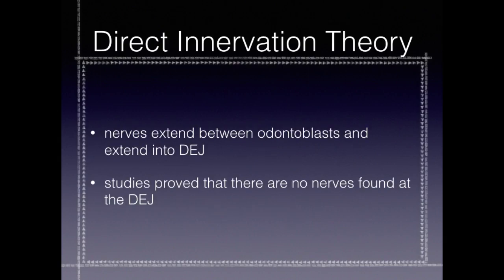The first one is the belief that the nerves found in the pulp core actually extend between the odontoblasts as far into the tooth as the dentin-enamel junction. However, numerous studies have proven that there are no nerves found at the dentin-enamel junction. So this is not a very commonly accepted theory.